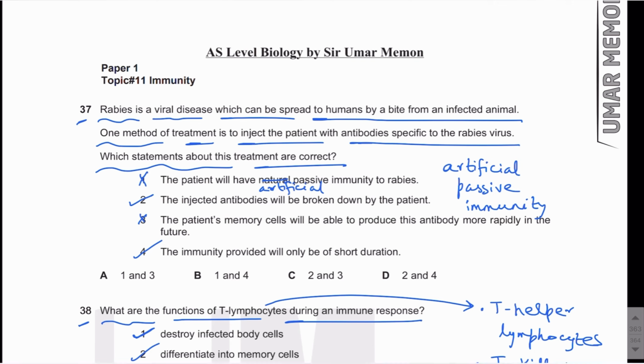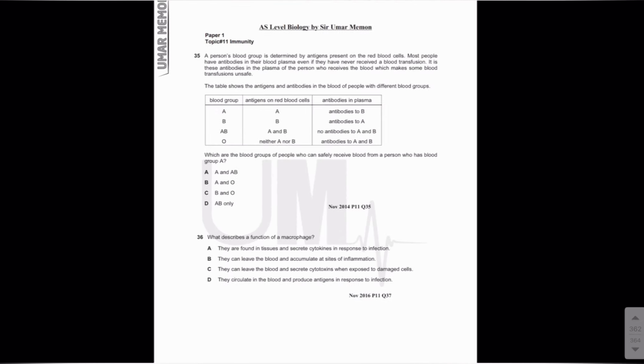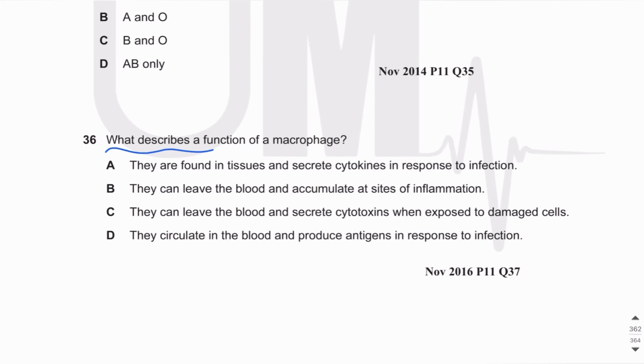But when you inject antibodies, immune response is not initiated, memory cells are not made, so immunity is only for short term. Let's move on to MCQ number 36. What describes a function of a macrophage? Okay, macrophages, always remember this point, they're found in tissues. And they secrete cytokines in response to an infection.